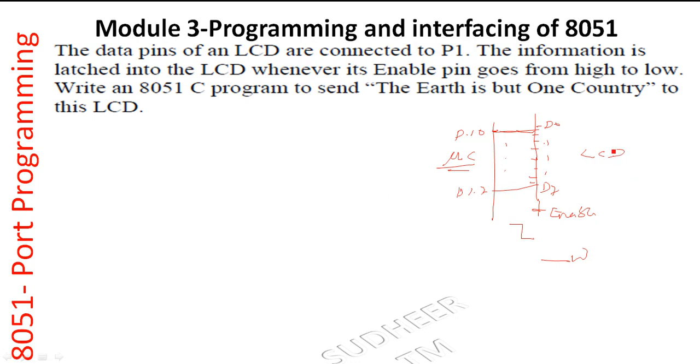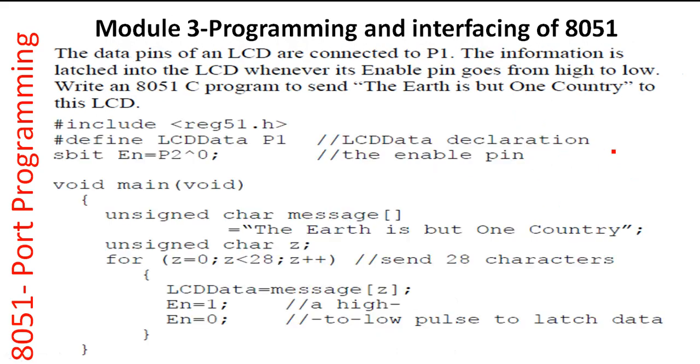So let's check how we can implement this simple project. The program is, as usual, we have the reg51 header, then LCD data is defined where we connected our LCD, which is port 1. The enable pin is not mentioned here, so we have selected port 2 pin 0, P2.0, as our enable pin. So from our microcontroller port 1 we connect to the LCD data pins, then the enable pin we connect to P2.0 as per our program.